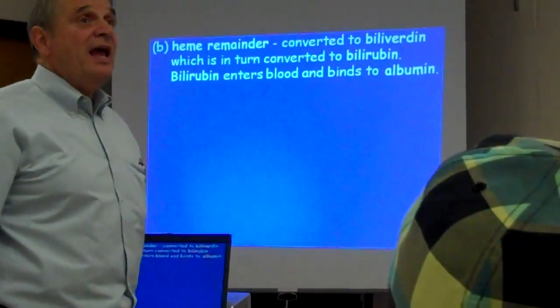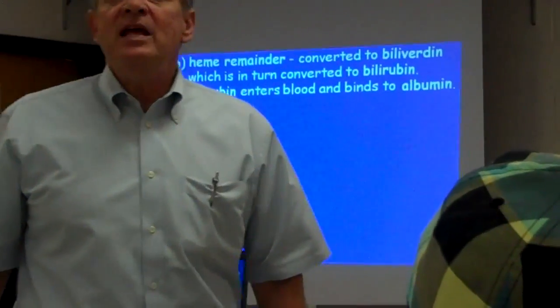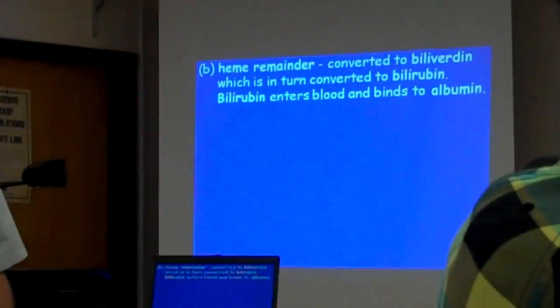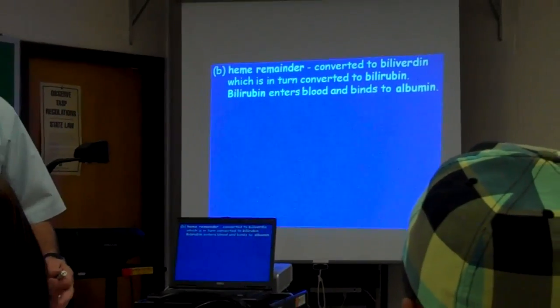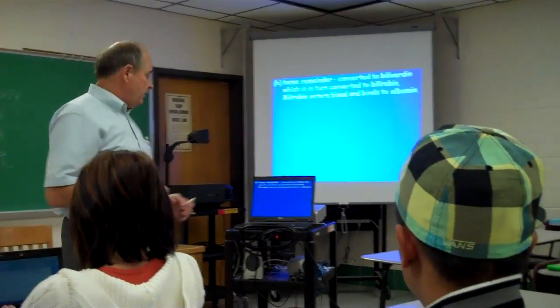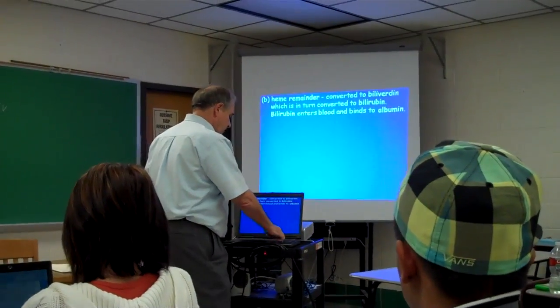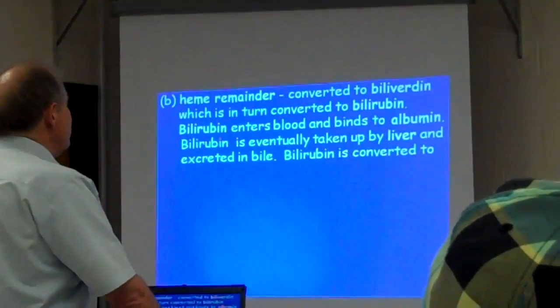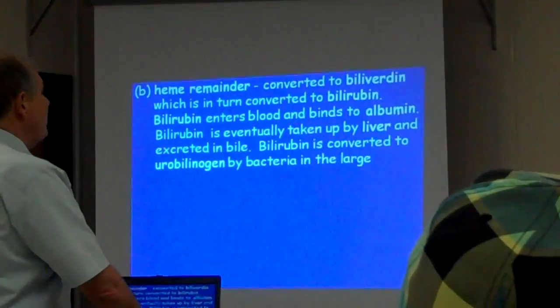What is albumin? Albumin is a protein in the blood that gives blood its viscosity. It's a protein in plasma. That's what albumins are. And they're primarily responsible for viscosity. Okay? So then this comes, now let me show you, coming on down right here. Bilirubin is eventually taken up by the liver, excreted in bile. Bilirubin is converted to urobilinogen.